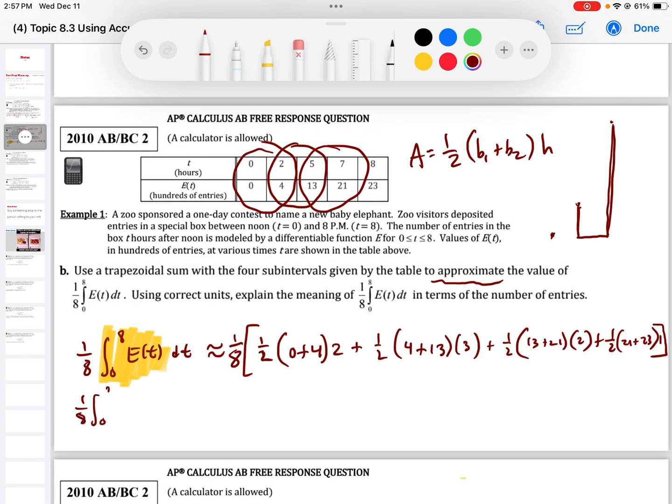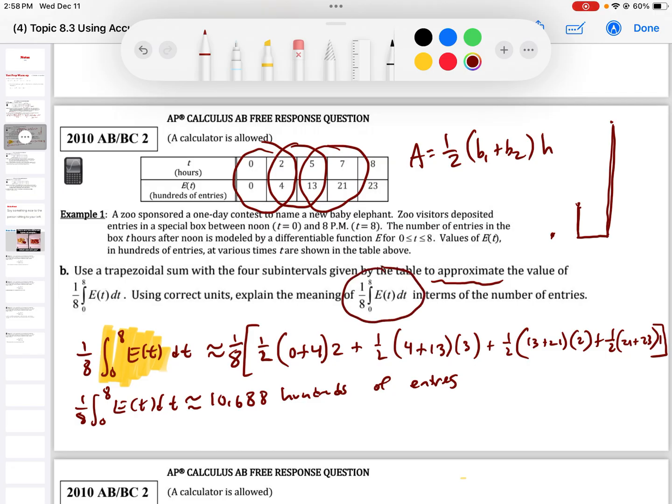If I type this into my calculator, I would get that 1/8 integral from 0 to 8 of E of t dt. Since I have a calculator, I can get the number. Is approximately 10.6875. So I'd say 10.688. This would be hundreds of entries.